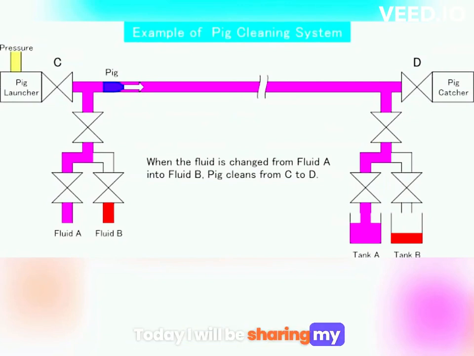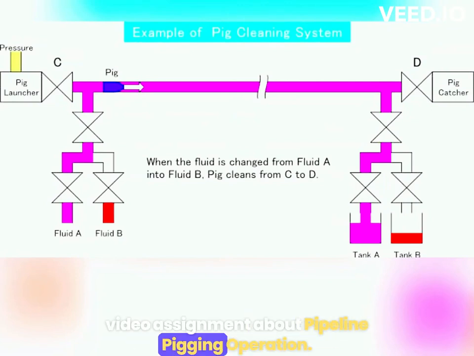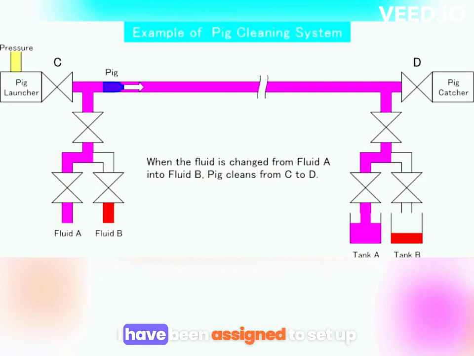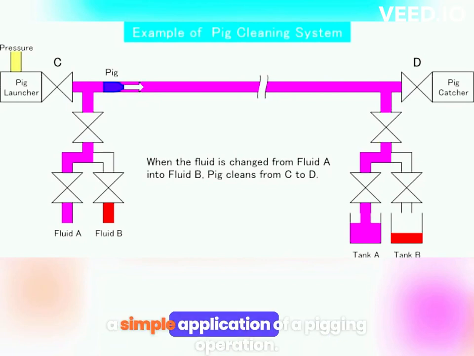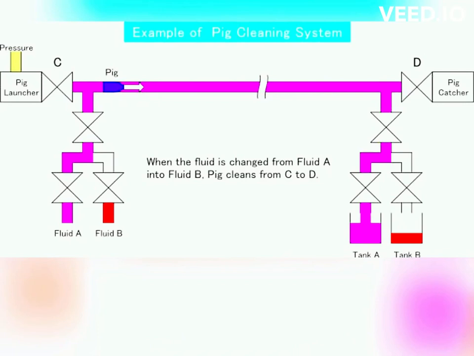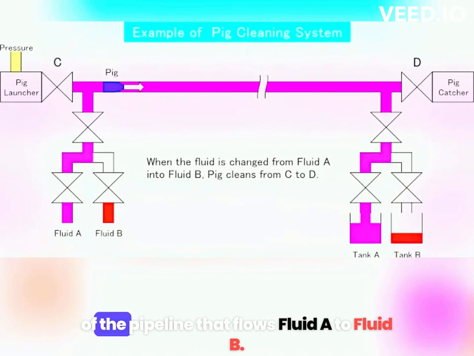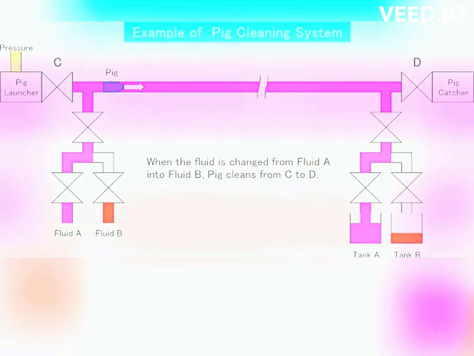Today I will be sharing my video assignment about pipeline pigging operation. I have been assigned to set up a simple application of a pigging operation. Based on the diagram, the pigging operation is carried out to clean the pipeline and remove fluid A trapped in the pipeline. This is because it is to change the function of the pipeline that flows fluid A to fluid B.